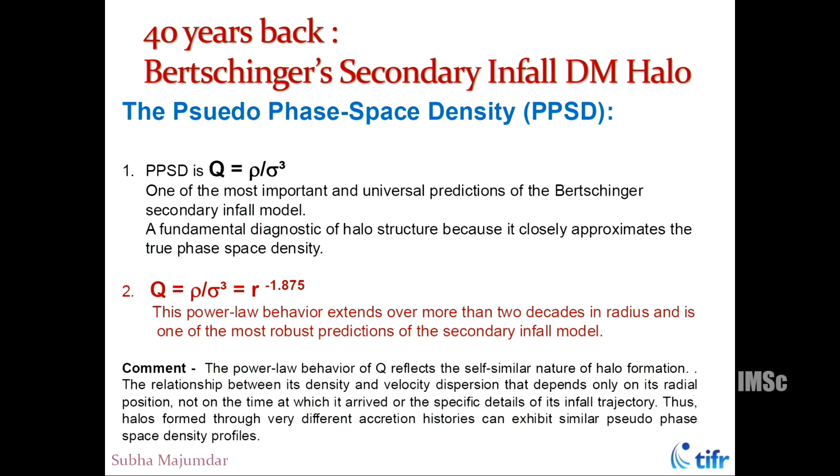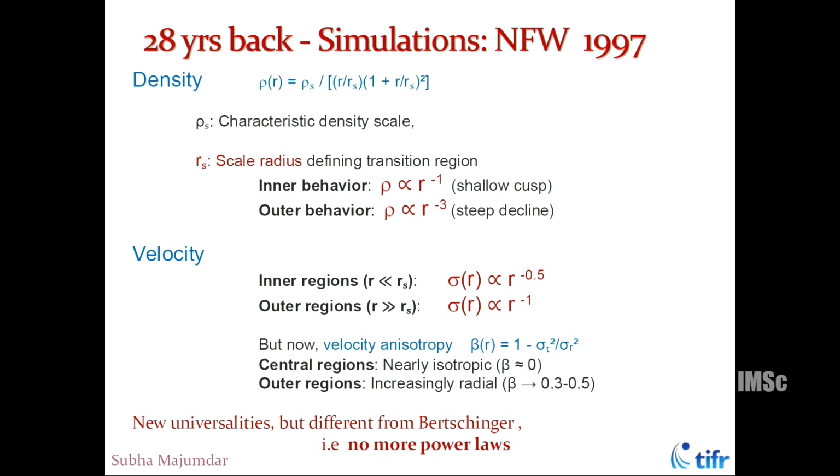12 years after Bertschinger's paper, the NFW, the Navarro-Frenk and White results came out. And that's 28 years back. And they found that this was the density profile which I mentioned in the first slide. So there is a scale radius. Remember, Bertschinger's model did not have a scale radius, it was just a flat line. I will show you a figure now. It has a scale radius, so there's inner behavior going as r to the power minus 1, and outer behavior going as r to the power minus 3.